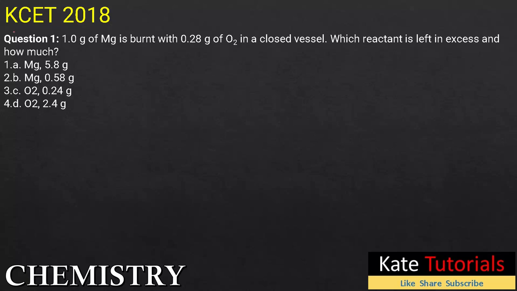So here I am solving the 60 questions of KCET, Karnataka CET 2018. In this video we are going to see 5 questions, and the first question is: 1 gram of magnesium is burnt with 0.28 gram of oxygen in a closed vessel. Which reagent is left in excess and how much?